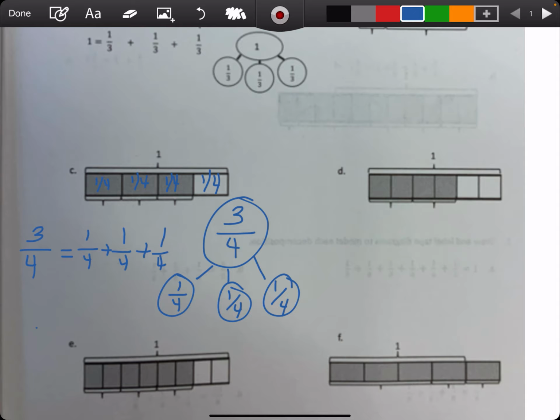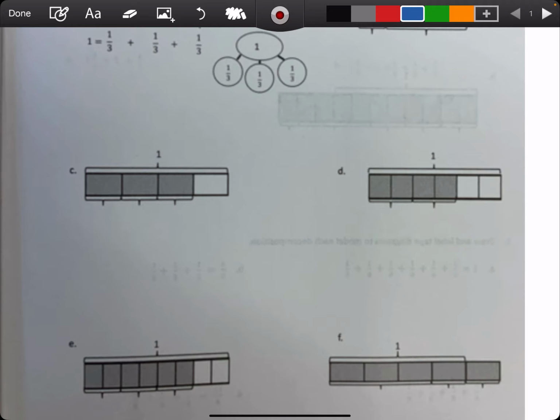Okay? So let me take a look now at D. All right, so let me clear everything here. And now we go to D. Well, when I go to D, I see I have the whole. Okay? I'm going to count how many pieces are in the whole. 1, 2, 3, 4, 5, 6. There are 6 pieces in the whole. So 6 pieces in the whole mean that each piece represents 1/6, 1/6, 1/6, 1/6, 1/6, and 1/6.